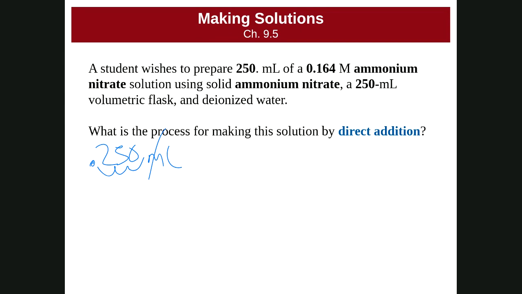And we want to make a 0.1 molar ammonium nitrate solution. So let's find out how many moles of ammonium nitrate we need using our concentration. We multiply by our concentration because we have moles per liter. So our liters are going to cancel out, and we're going to end up with 0.041 moles of ammonium nitrate.